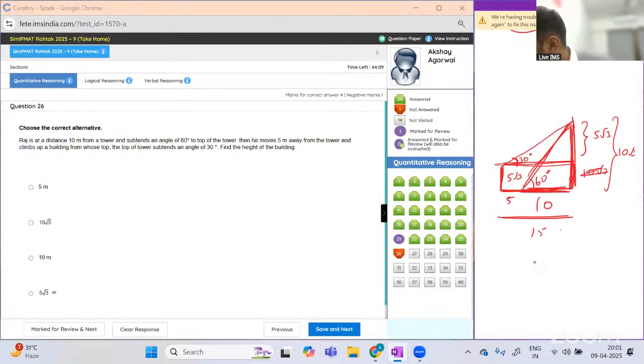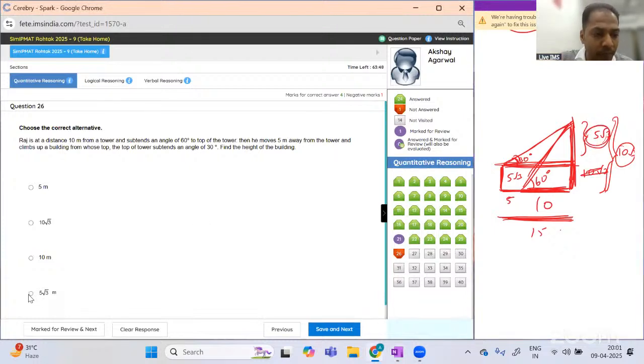At 60 degrees, this is 10, so this entire height is 10 root 3. The side opposite 60 is root 3 times, yeah. Then here the horizontal distance is 15, and this is 30. So the side opposite 30 is the side opposite 60 divided by root 3. So 5 root 3, yes. So this is 5 root 3, the answer is option B. Only 63 minutes left, come on, speed up.